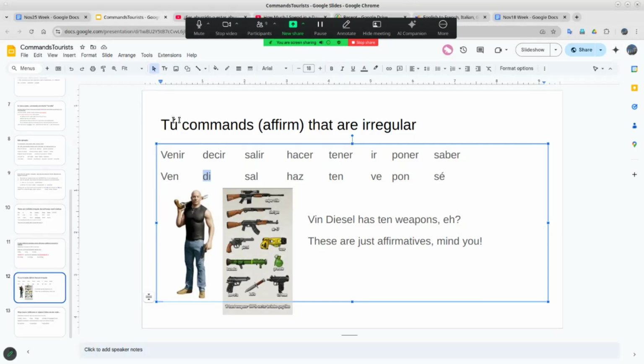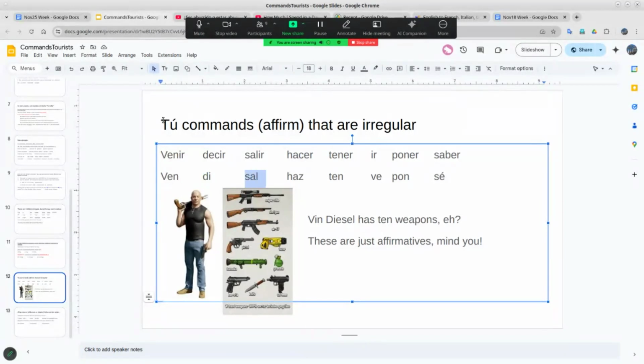And often we do tell people, tell me. This is a common command, tell me, right? Di. Tell me becomes dime. Dime por favor. Tell me, please. Dime, ¿quién es tu amigo? Hey, tell me, who's your friend here? Dime. Okay. Dime, ¿a qué hora sales? Tell me, what time are you going out?